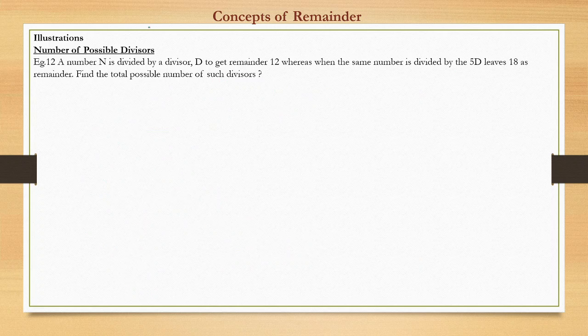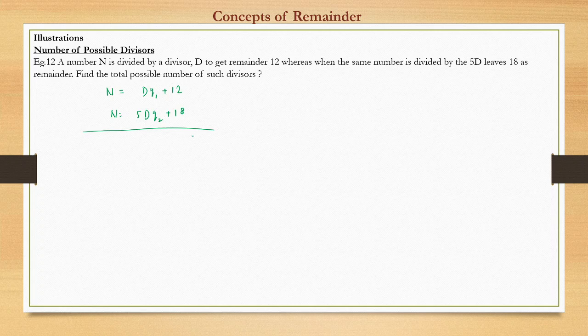Now we'll see another example. A number n is divided by a divisor d to get a remainder of 12, whereas the same number is divided by 5d to get 18 as remainder. Okay, so find the total possible number of such divisors.